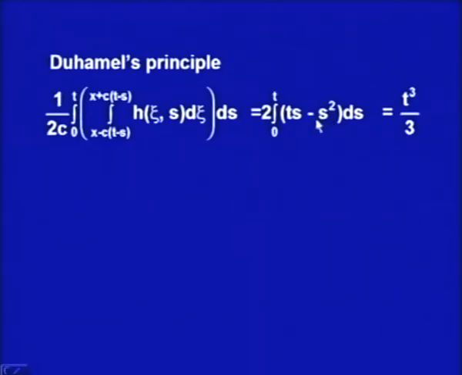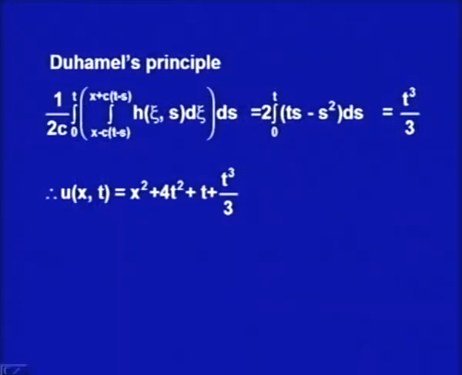Similarly, this one, minus 2 s square, the integral of s square would be s cube by 3 evaluated from 0 to t, I would get t cube by 3. So, what we have got? t cube minus 2 t cube by 3 gives me t cube by 3. So, this is the solution of this non-homogeneous problem with homogeneous initial conditions, and previously we had found the solution of the homogeneous problem with non-homogeneous initial conditions. So, we just add up these two solutions, and we get the final solution of our initial value problem as x square plus 4 t square plus t plus t cube by 3.